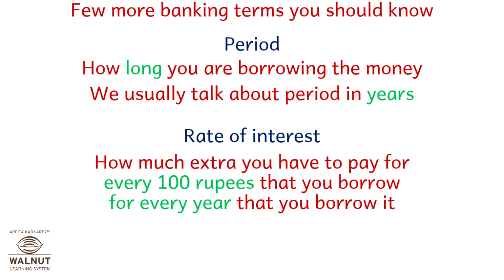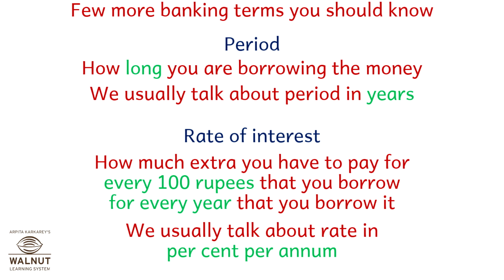Let's go over that again. Period is how long you are borrowing the money. We usually talk about period in years. Rate of interest. How much extra you have to pay for every 100 rupees that you borrow for every year that you borrow it. We usually talk about rate in percent per annum.